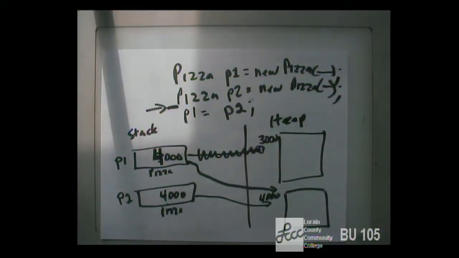Nothing you can do about it. Nothing's pointing to it, so you can't refer to it. So it would actually disappear, and Java has what's called garbage collection. In this case, garbage collection means that it will get rid of an unreferenced object, and it will reclaim that memory.